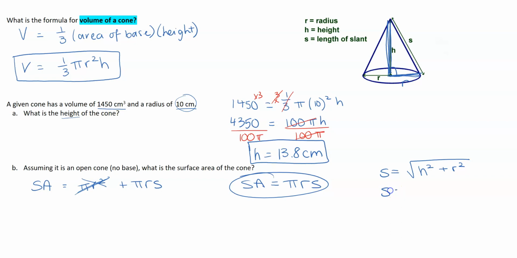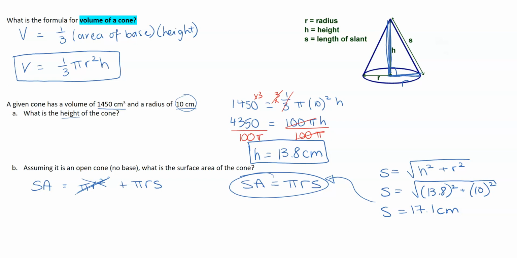Okay, so to work out the slant height, I'm going to do the square root of the height, which is 13.8. That's what I found in part A, plus the radius squared, so plus 10 squared. And again, I'll put that right in my calculator, and I get a slant height of 17.1 centimeters. Okay, so now I can use that to work out my surface area.